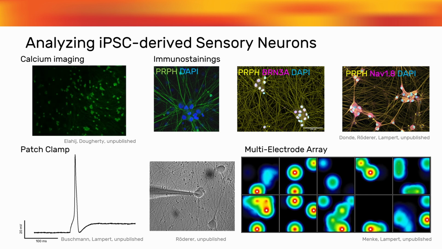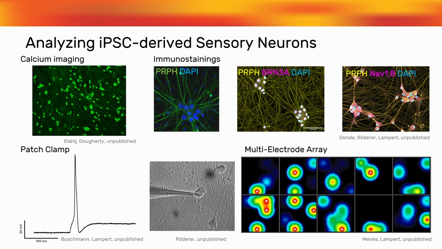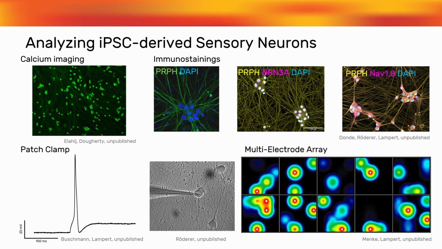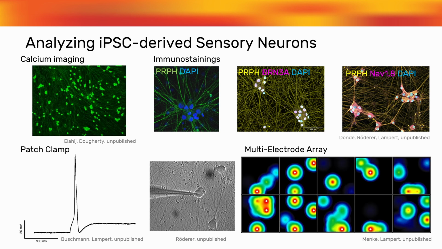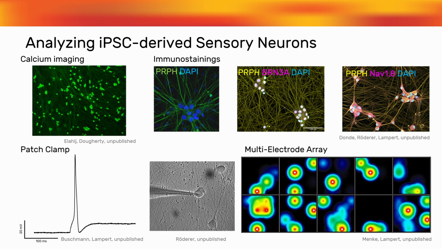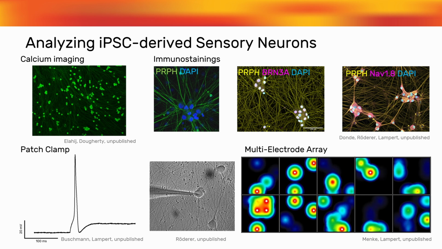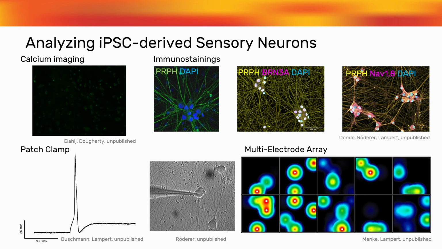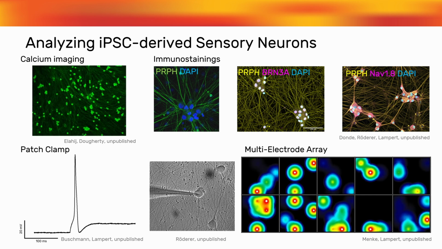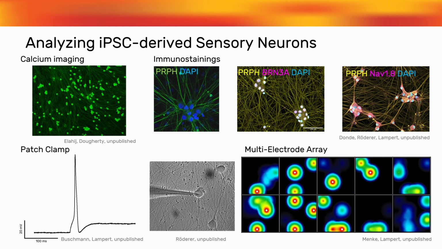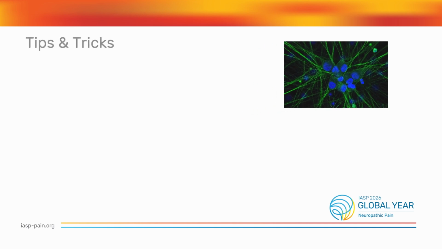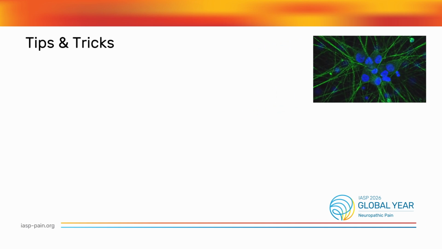Third, patch clamp electrophysiology provides detailed information on membrane properties, action potential firing, and ion channel function, as illustrated by the current clamp traces on the slide. Last but not least, multi-electrode array recordings can be used to get an insight into the population activity of sensory neuron cultures. At the end, I would like to summarize some practical recommendations for the work with induced pluripotent stem cells.